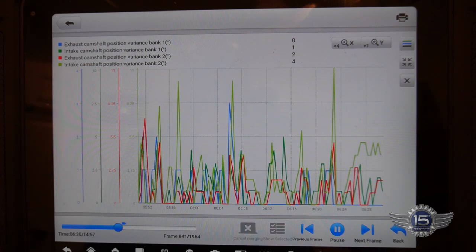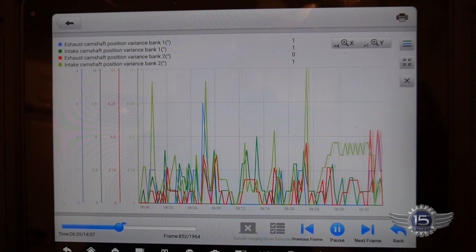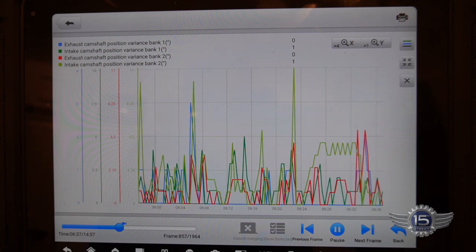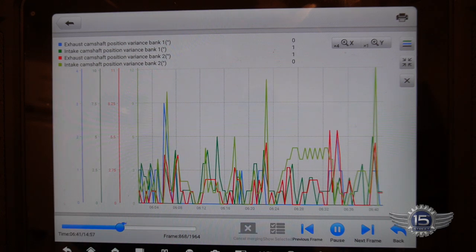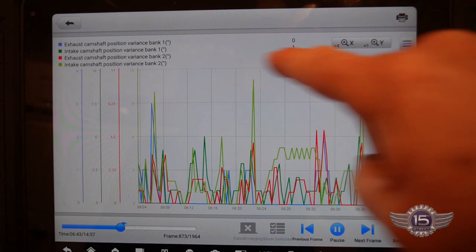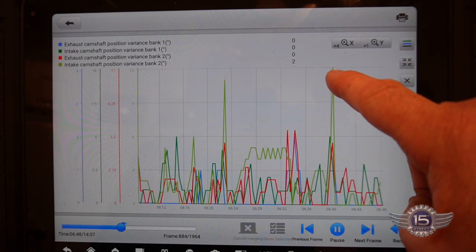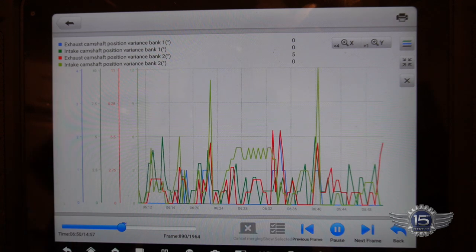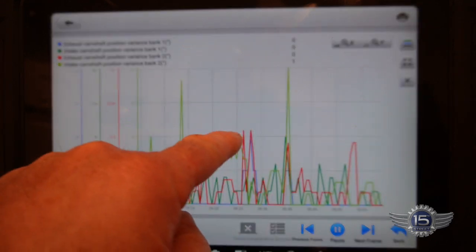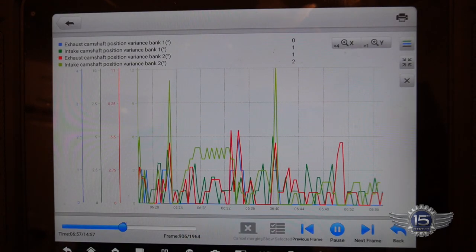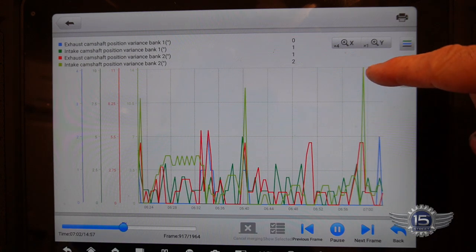So it's pretty evident that our problem is with that intake cam on bank 2. And if you remember how that chain is set up, it's going to be more evident on, see, there's another one that went up to 12. Now our scale has even changed to 12 degrees instead of 11, and it peaked out there. But even this red one here is exhaust. It's hitting 6 degrees. Yep, that one went up to 14 degrees.